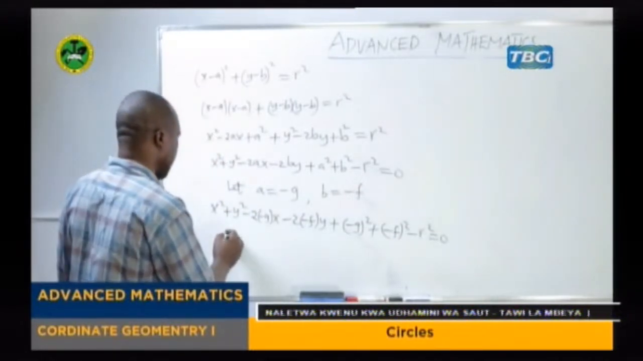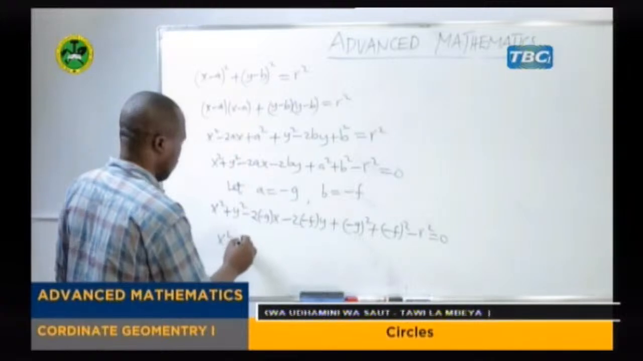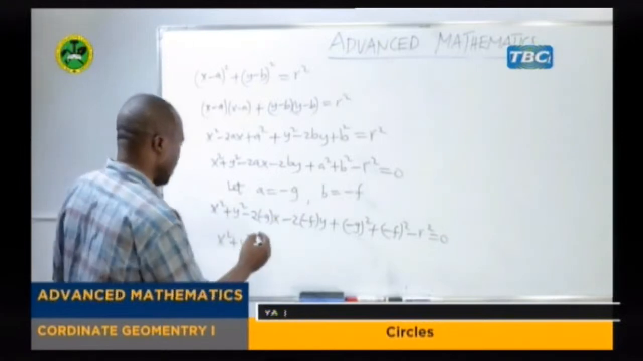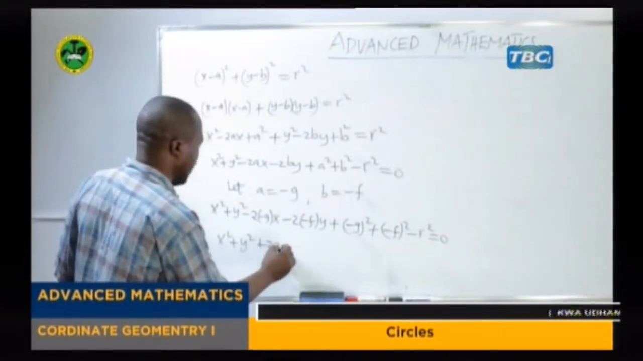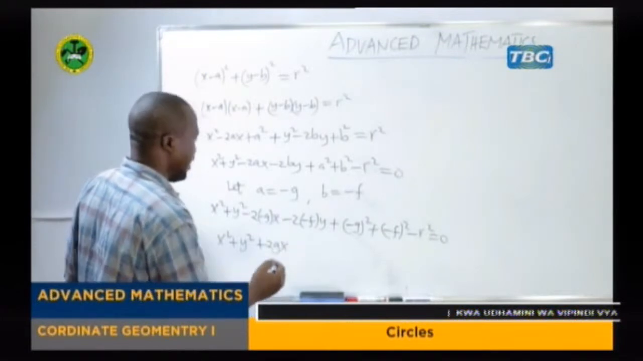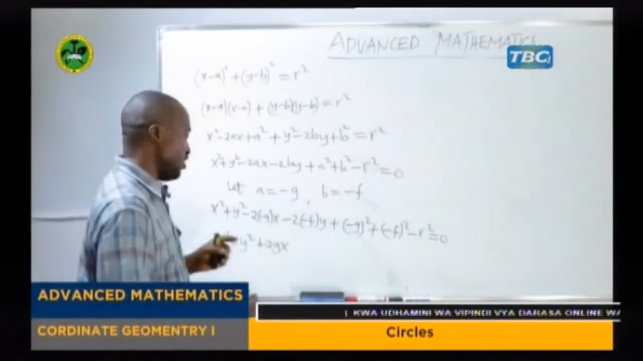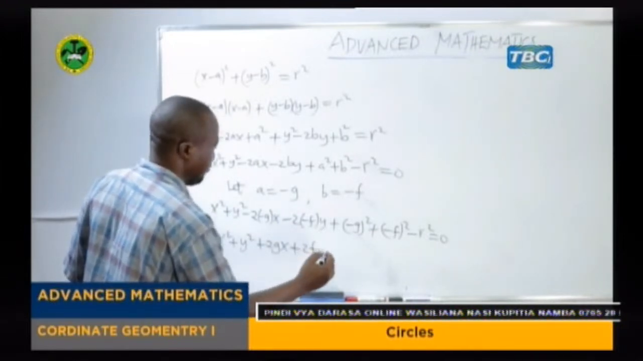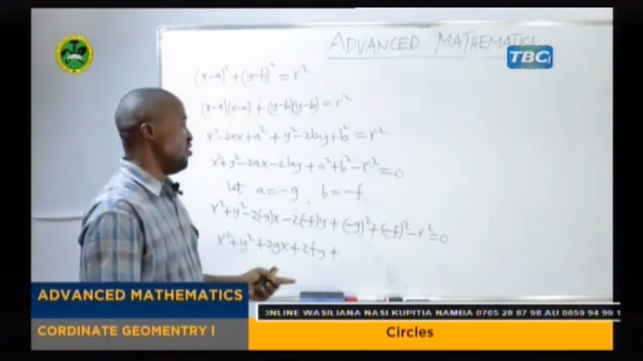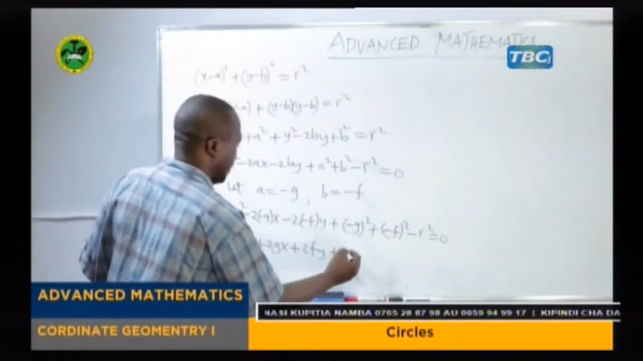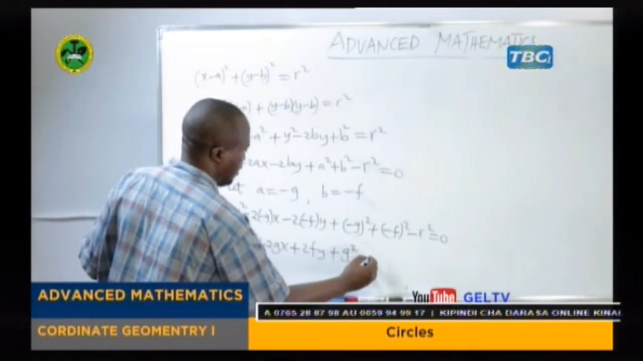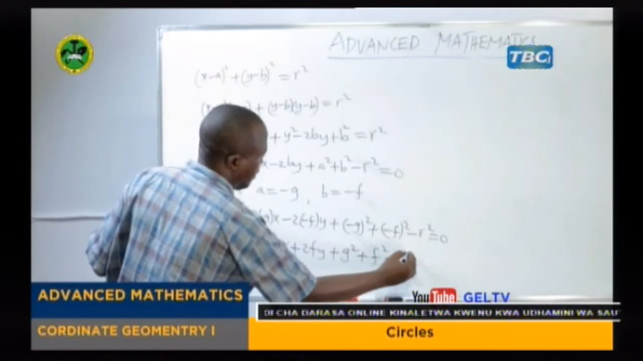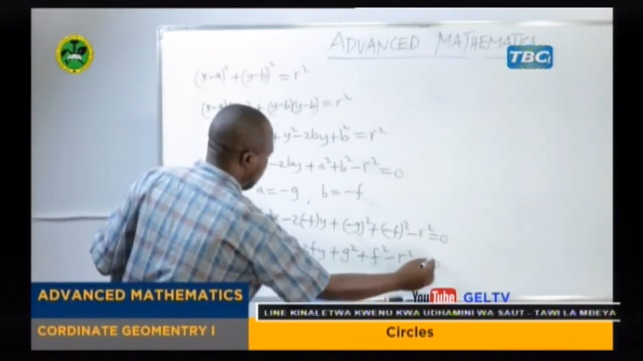Now in this case we have x squared plus y squared. Now here we have negative 2 times the negative g, that is plus 2gx. Then again we have negative 2 times the negative f, that is plus 2fy. Then plus, we have negative g squared, that is g squared. Then again for negative f squared, that is f squared. Then minus r squared is equal to 0.